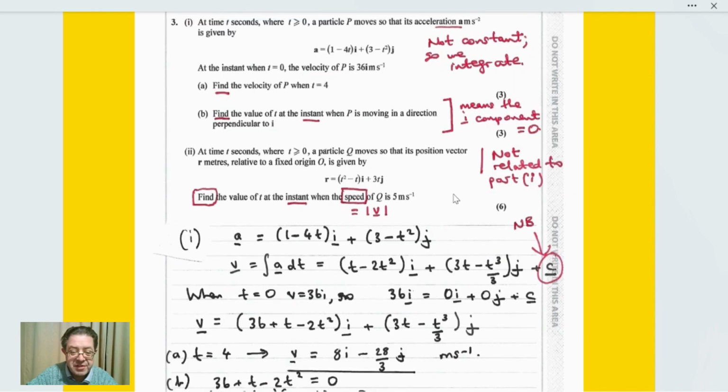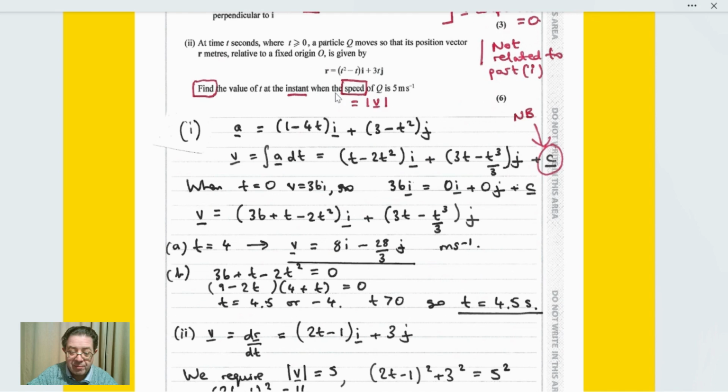What are we asked to find? The velocity of P when t is 4. So we put in t is 4, and we get the velocity here. Strictly speaking, we need the units, meters per second. It is the velocity we're asked for, not the speed, so leave it in vector form.